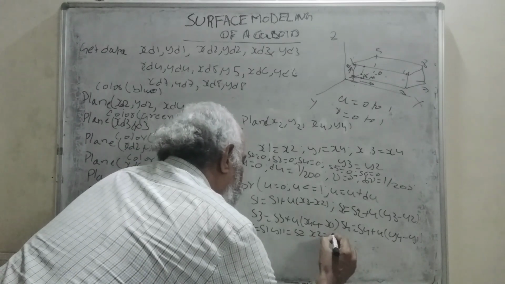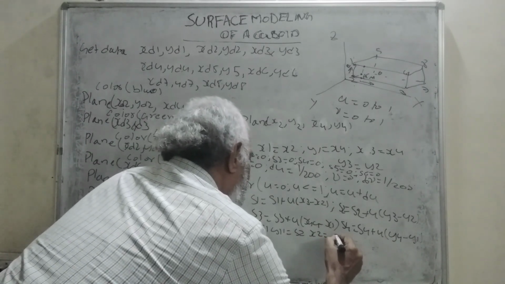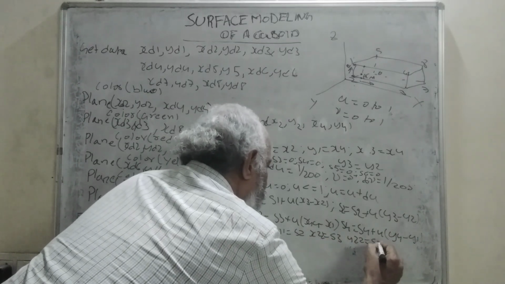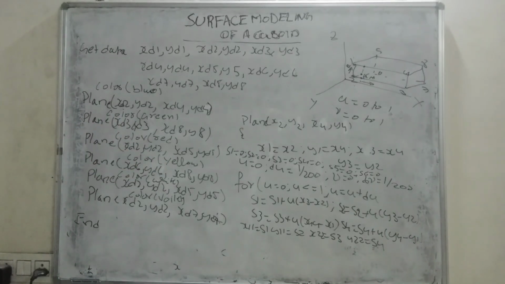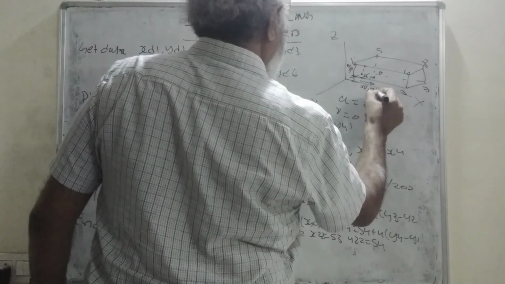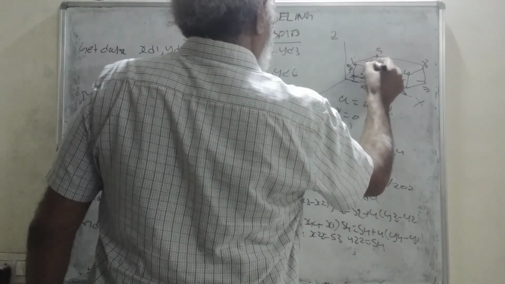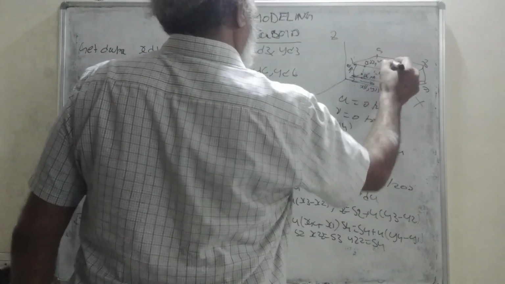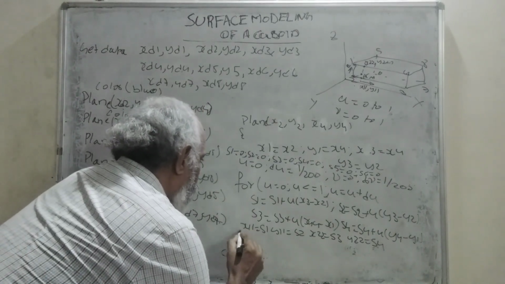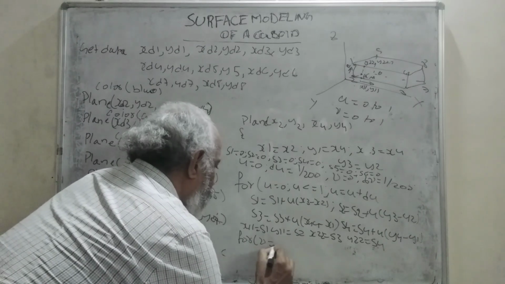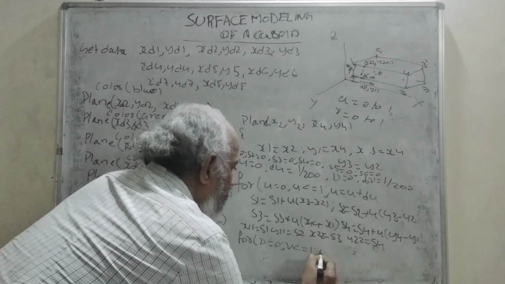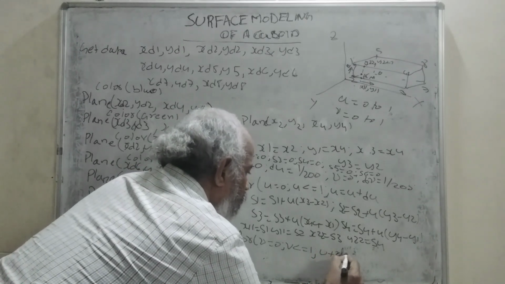x22 is equal to S3, and y22 is equal to S4. So for 2 coordinates, that means you are getting one coordinate x11, y11, x22, y22. For v is equal to 0, now we have written v is equal to 0, v less than or equal to 1, v is equal to v plus dv.